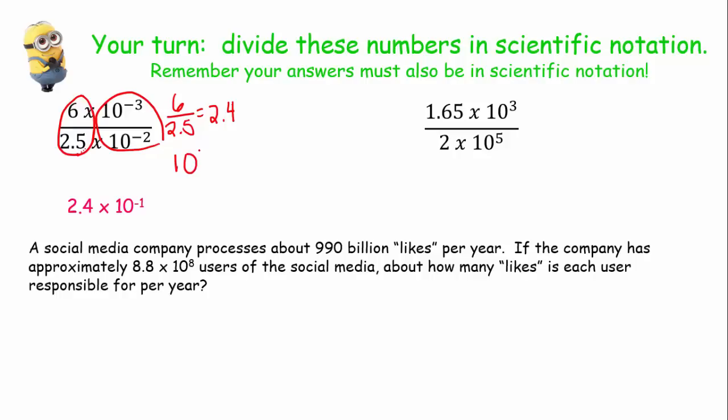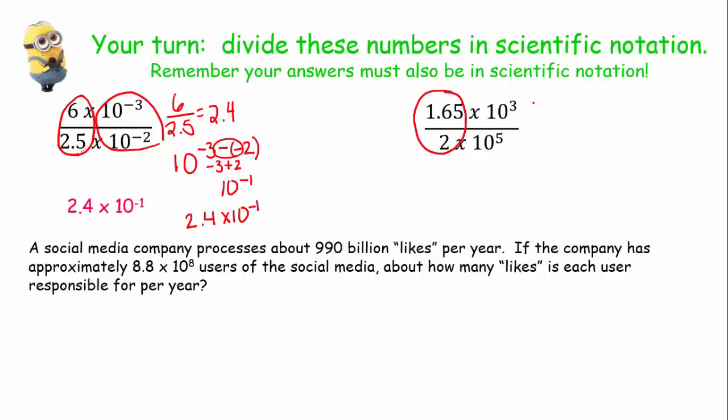So 10 to the negative third minus a negative 2. We've got that double sign right there, so I turn that to a plus. Negative 3 and a positive 2 is 10 to the negative 1. Yep, we have 2.4 times 10 to the negative 1 power. We are good to go. So let's take a look at the next one.